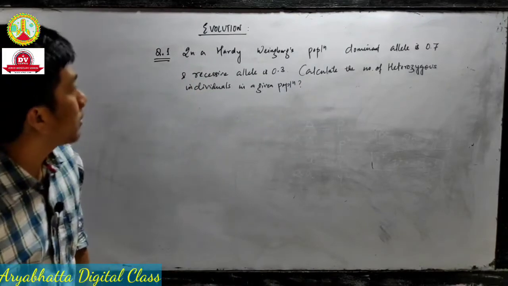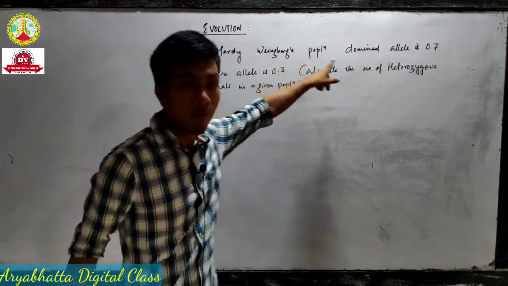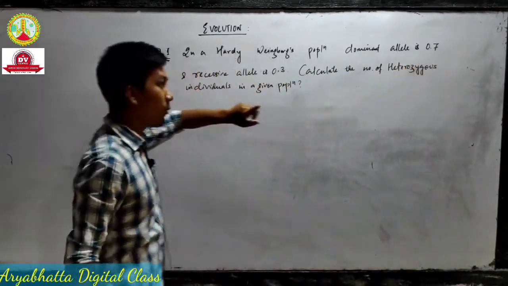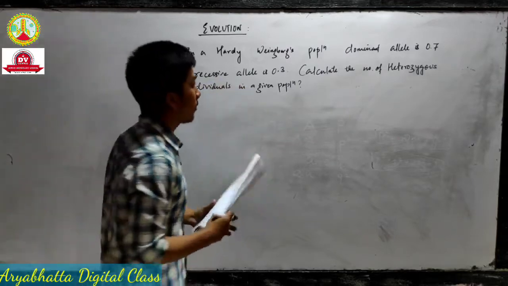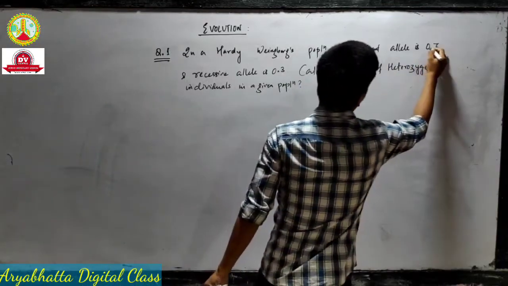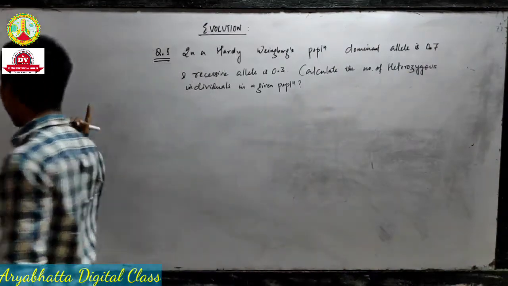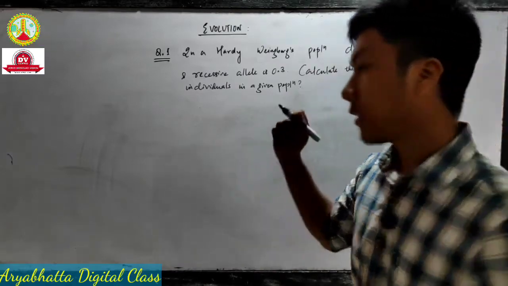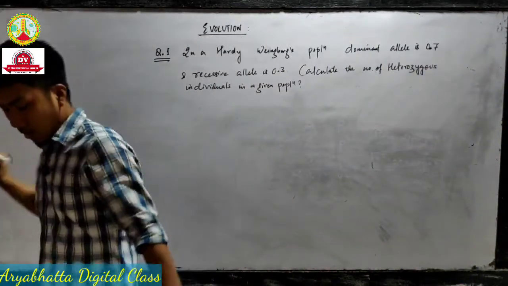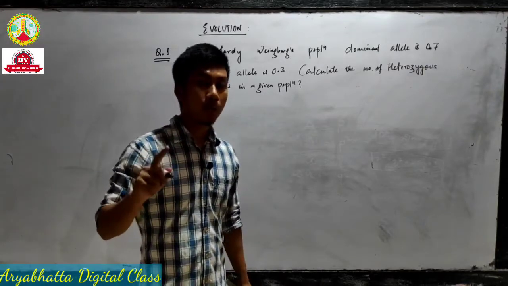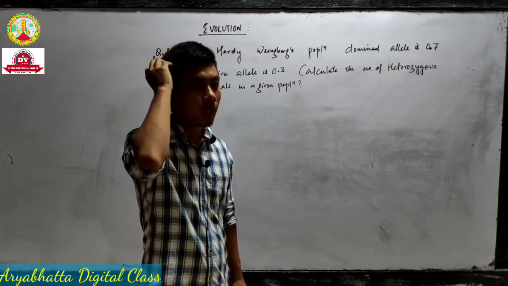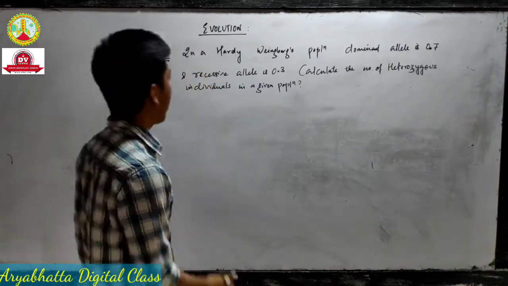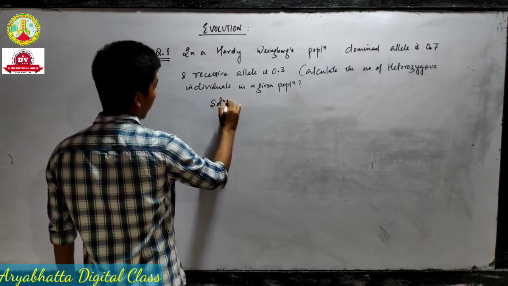Okay, so the question asks: in a Hardy-Weinberg population, the dominant allele is given the value 0.7, and the recessive allele is given as 0.3. Now you need to calculate the number of heterozygous individuals in the population. Heterozygous stands for 2PQ, right? Whenever you solve any problem, first find out what values are given. That is the basic thing you need to do.